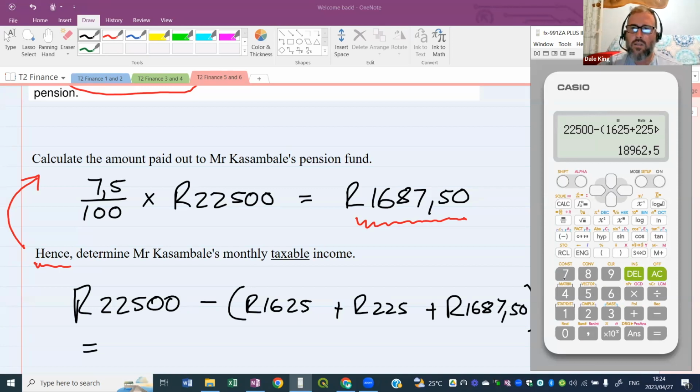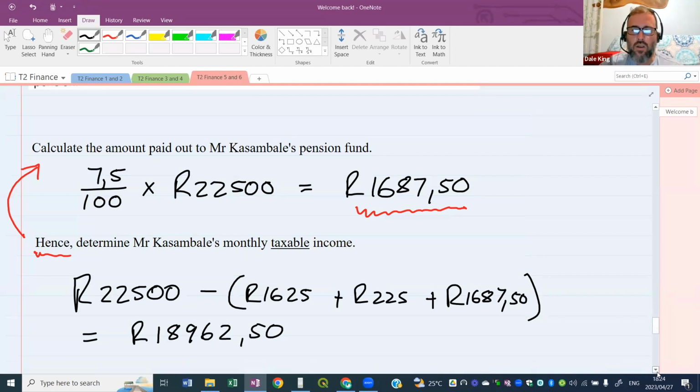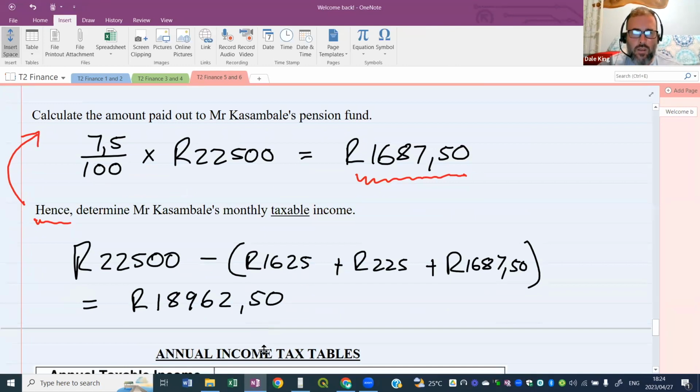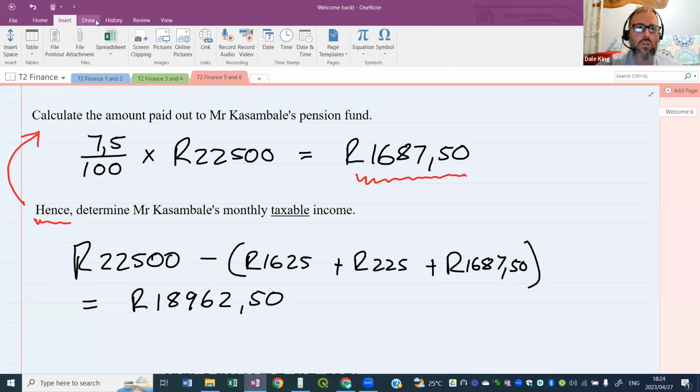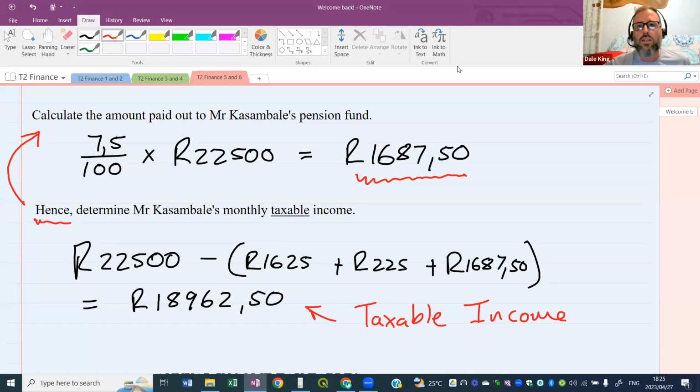So there we go: 18,962 and 50 cents. So what we can say now is after medical aid, pension, and UIF have come off, this income here, this 18,962, is taxable. This is going to be taxed. So we call this taxable income. Step number 1 is to work out what the taxable income is.